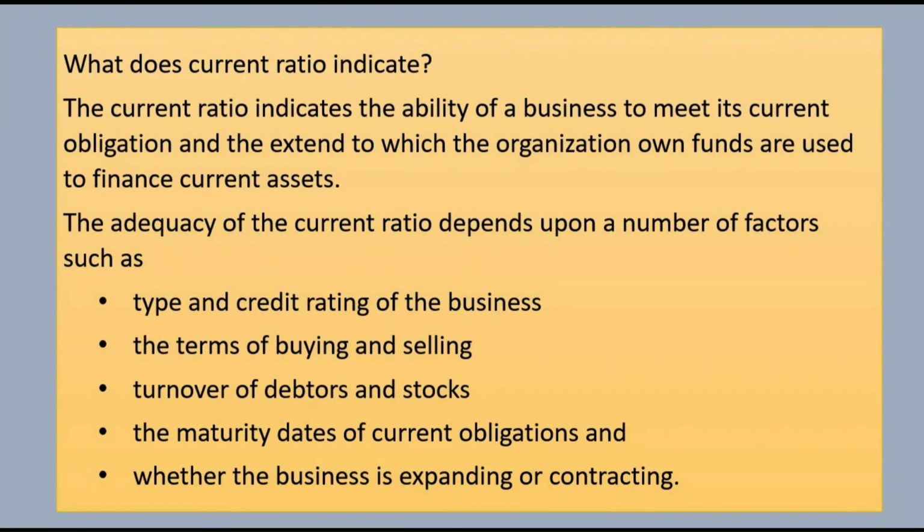The adequacy of the current ratio depends upon a number of factors such as: 1. Type and credit rating of the business. 2. The terms of buying and selling. 3. Turnover of debtors and stocks. 4. The maturity dates of current obligations, and 5. Whether the business is expanding or contracting.